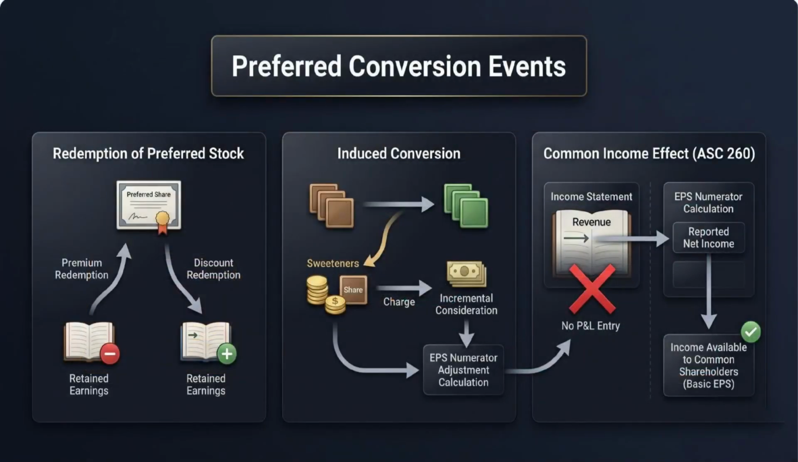Preferred conversion events can affect the EPS numerator without changing reported net income. If preferred stock is redeemed at a premium, the excess may reduce income available to common shareholders for EPS purposes. If an entity gives additional consideration to induce preferred holders to convert early, that incremental consideration can also reduce income available to common shareholders. The key is that these are EPS numerator adjustments, not ordinary income statement expenses.